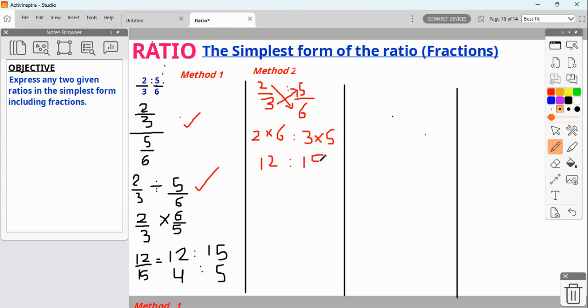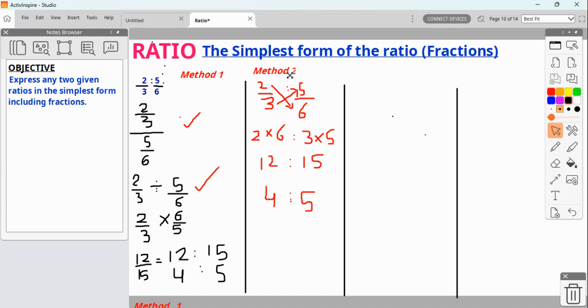Now we know very well both are divisible by 3. So we can write 3 times 4 is 12 and 3 times 5 is 15. 4 and 5 are not divisible by any other number furthermore. So 4 ratio 5 is the answer.